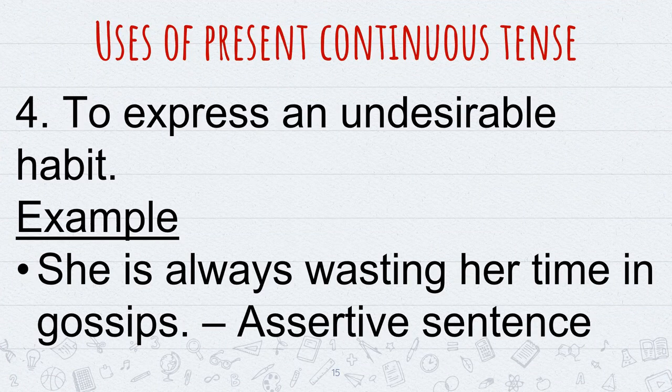Now, the fourth use of present continuous tense is that it is used to express an undesirable habit. Undesirable habit means a habit which is not good. For example, she is always wasting her time in gossips. Now, it is present continuous tense. That is why I have used is with singular subject and ing with verb first form. Okay.